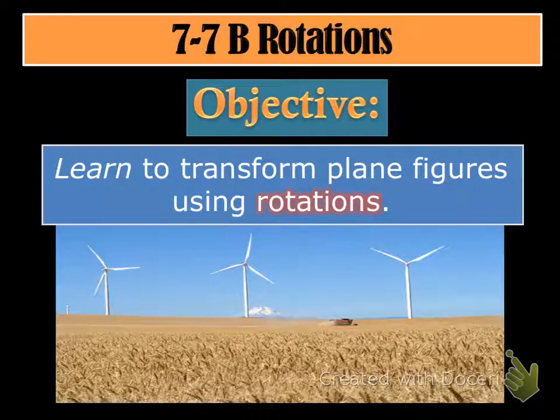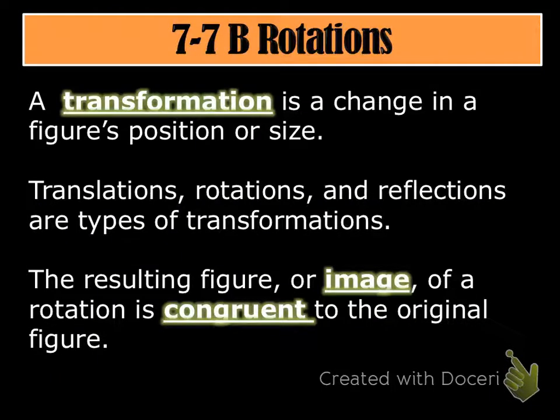This is 7.7b rotations. The objective of this lesson is to learn to transform plane figures using rotations. Now remember, a transformation is a change in a figure's position or size. Translations, rotations, and reflections are different types of transformations. The resulting figure or image of a rotation is congruent, which means it's the same, to the original figure.